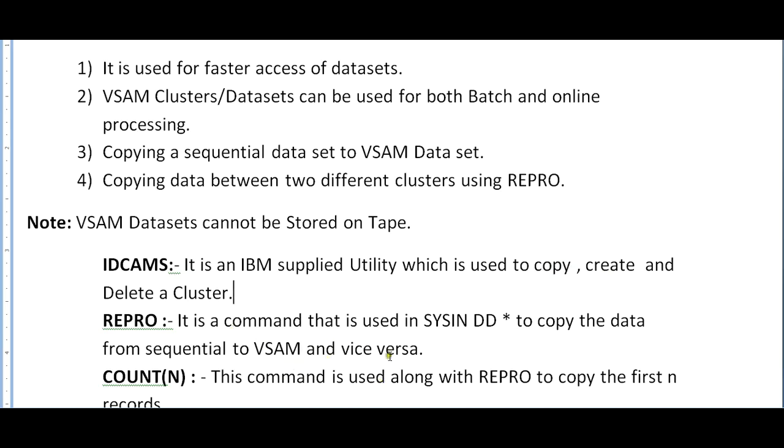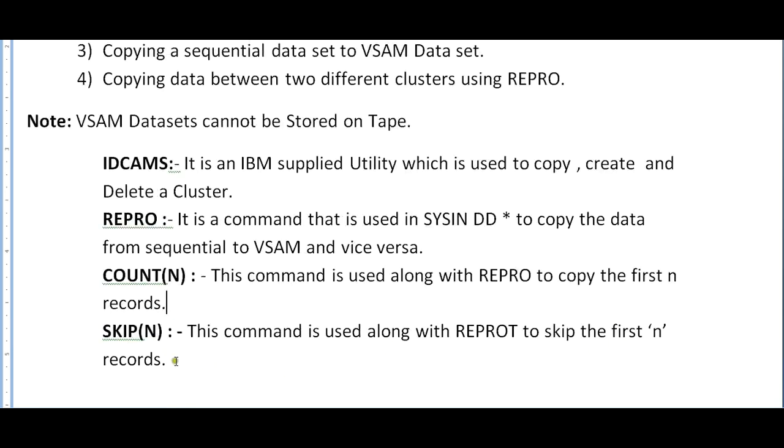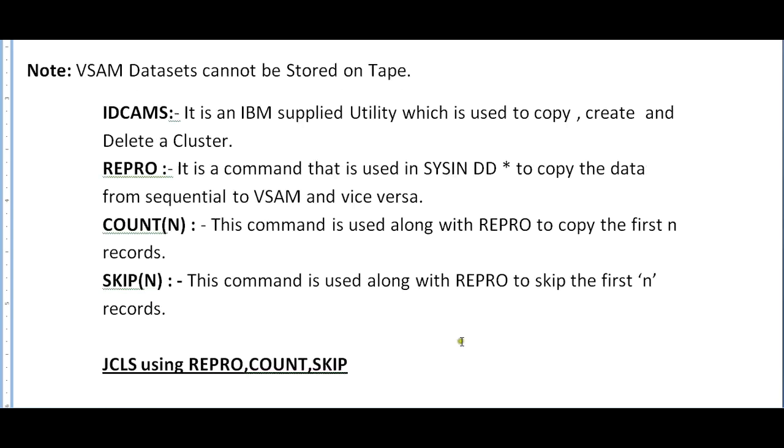from sequential to VSAM and vice versa. And not only sequential to VSAM, this is also used between cluster to cluster. Another thing is COUNT N. This command is used along with REPRO to copy the first n records. In the same way, SKIP N is also a command used along with REPRO to skip the first n records.